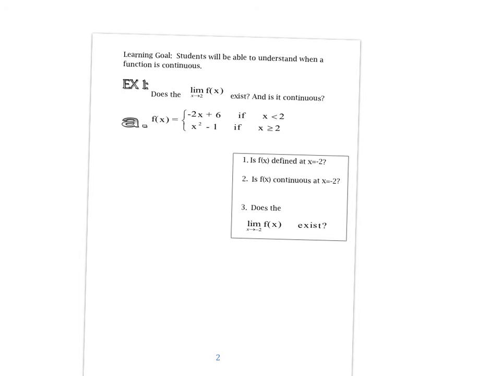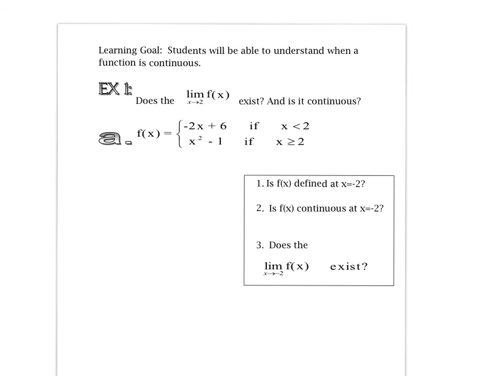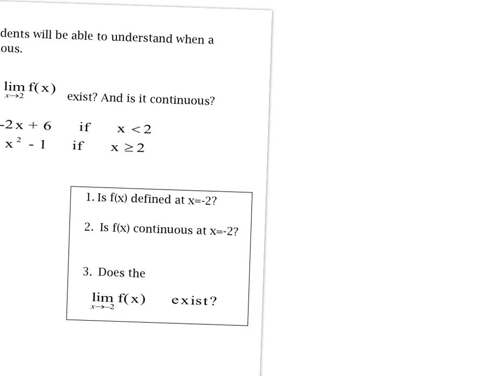Here we got a little bit different question than we've seen before. This one's just asking, does the limit as x approaches 2 of f of x exist, and is it continuous? Well, let's just think about this real quick. Let's say we had some function that went like this, and then there was a line function here, right? And let's say it did something like this. Well, these don't match up, right?